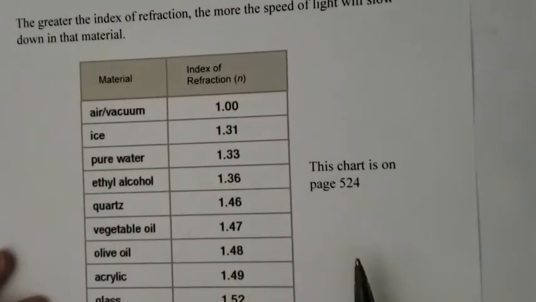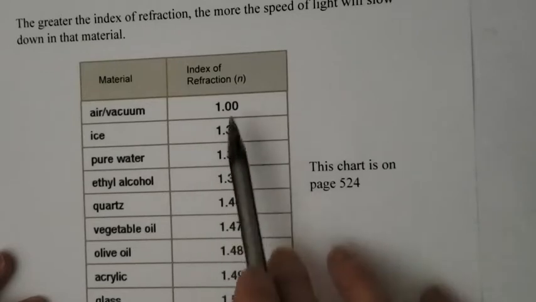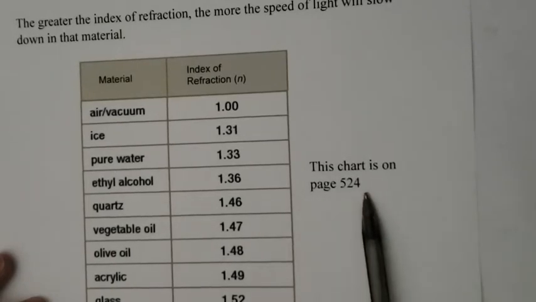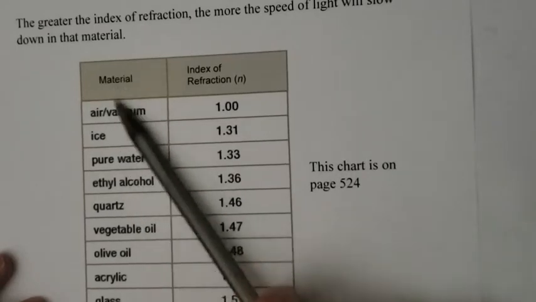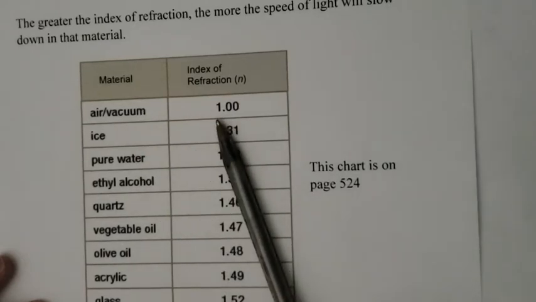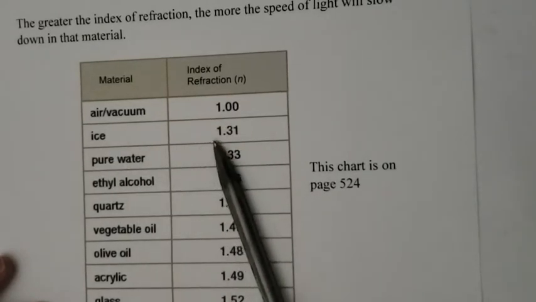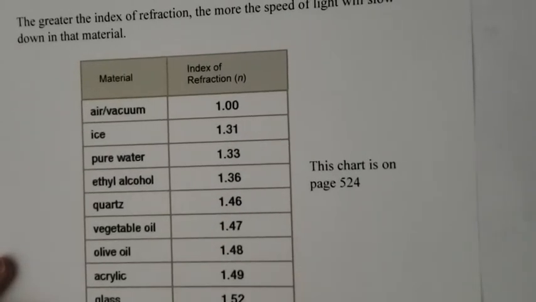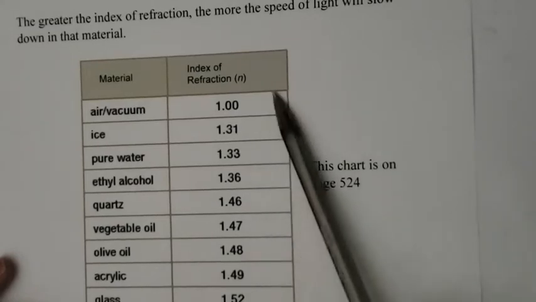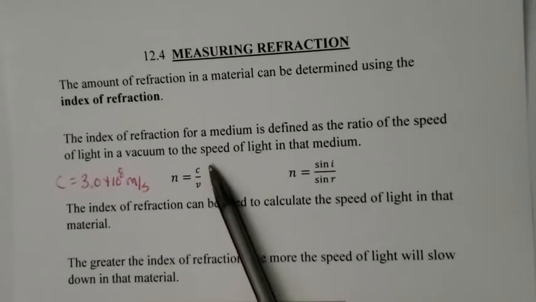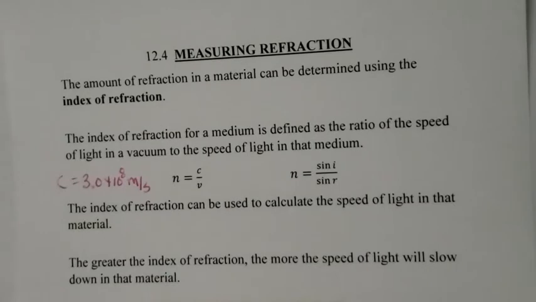On page 524, we have these values of n already calculated for us for a whole bunch of different objects. Sometimes when you're doing homework, you have to turn to this page, 524, to look up the index of refraction for the following substances. Air is pretty close to being a vacuum, so we're just going to use the value 1. Ice is 1.3, pure water is 1.33, and we go all the way down to diamond, which is 2.42. There are no units on the index of refraction because they cancel out. Meters per second divided by meters per second just cancels out.